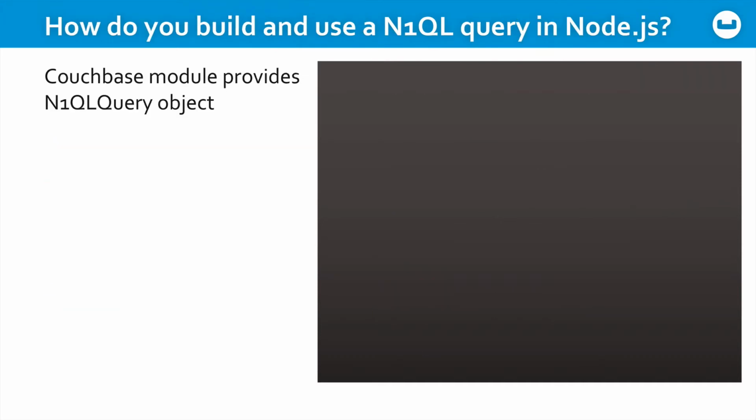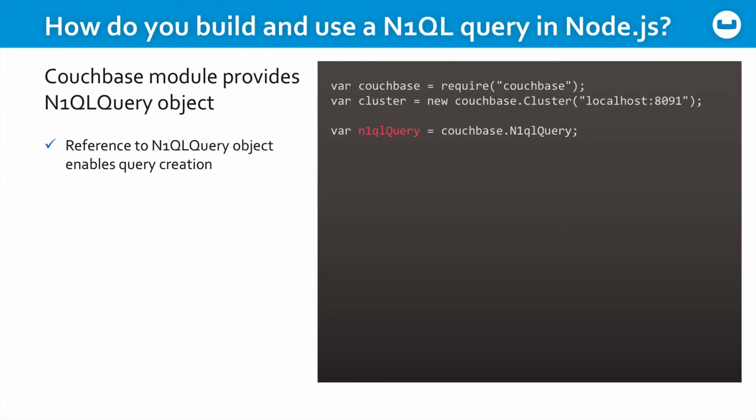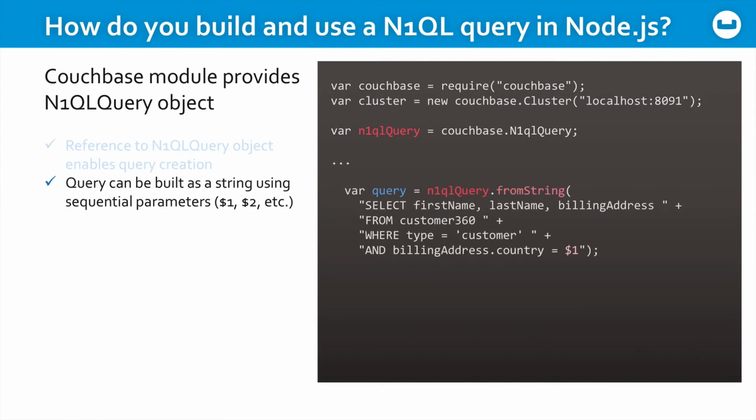So how do you go about building and using a Nickel query from Node.js? Well, as you might expect, it's the Couchbase module that provides the support. The Couchbase module is going to expose a Nickel query object. Grab it here and assign a local reference. And while there are various ways to build up a Nickel query using this object, the way we'll focus on here is straightforward. Build it up from a string. So here we see we're building a string, select 3 attributes from the Customer 360 bucket, and apply a couple of filters where type is customer and some value nested within that document, billing address.country, is some parameter. Keep your eye on the parameters here for a moment.